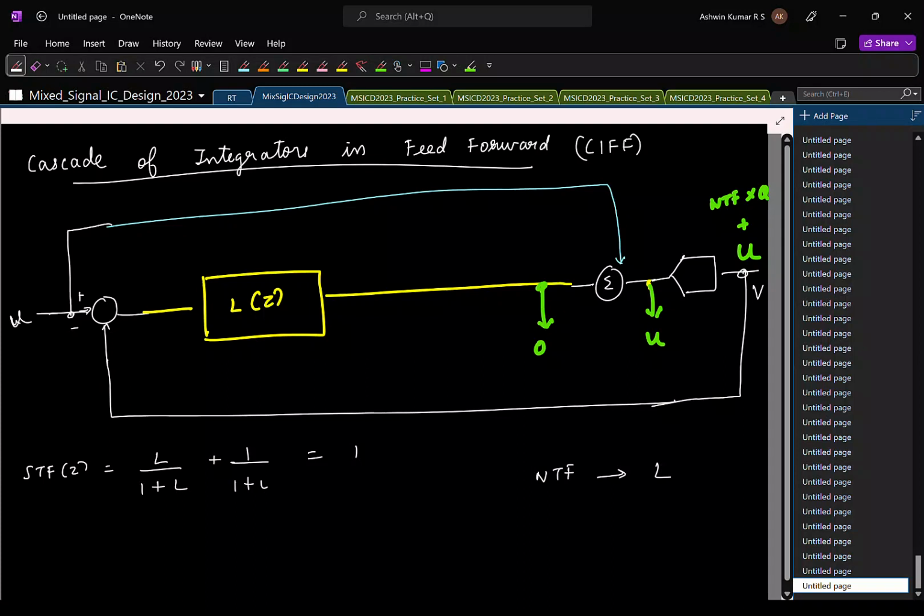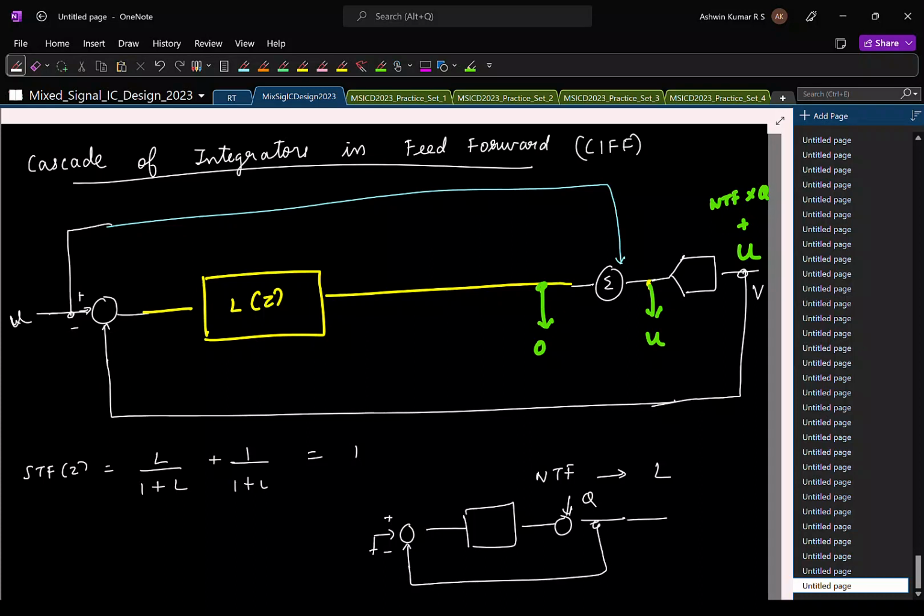And for a particular NTF, you just need to make sure the transfer function seen from quantization noise to the output is this guy. That's all. As long as you use the correct L here, your NTF is set. Whatever I am doing here is only changing my STF. That's all. Is that okay?